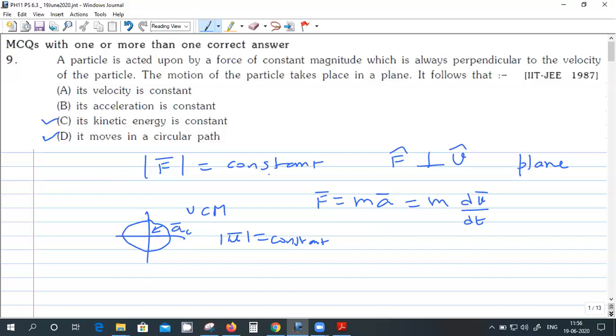Okay, velocity is not constant because the direction is changing. The direction of acceleration is changing, because here the acceleration is this way, at this point it is this way, always towards the center, but these two are not parallel vectors. The acceleration vector is changing, but the magnitude of acceleration is constant. Because force is constant, the magnitude of acceleration is constant, but acceleration as a vector is not constant. Okay, so C and D are the correct options. Clear?